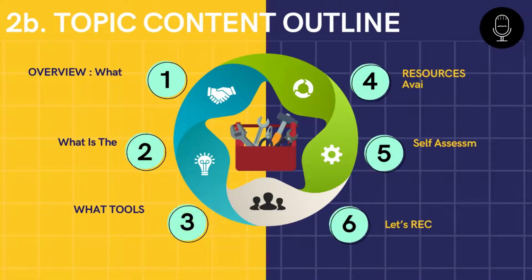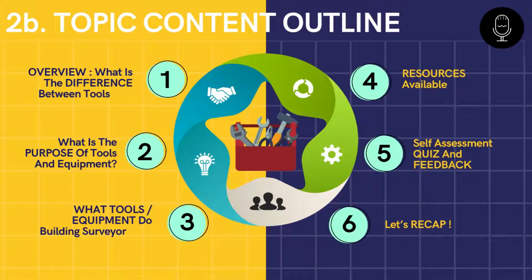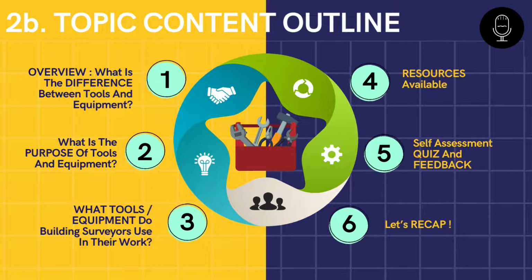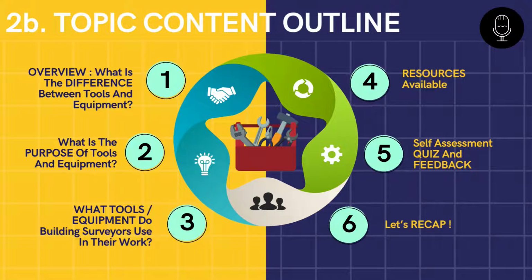Here are the 6 content outlines I would like to highlight. As an introduction, we will begin with an overview of this topic. Second, we will examine the purpose of the tools and equipment used. Third, we will move on to the main content of this topic, which is about the tools and equipment themselves. Fourth, the resources available, self-assessment quiz and feedback, and finally, a recap of this topic.